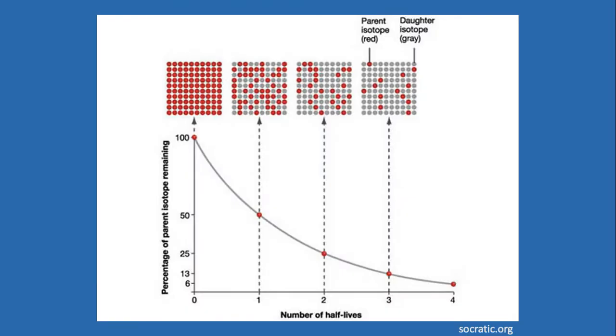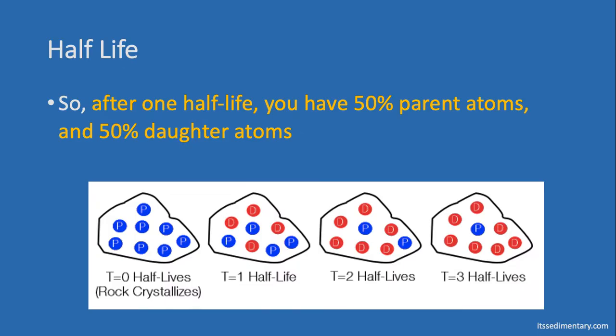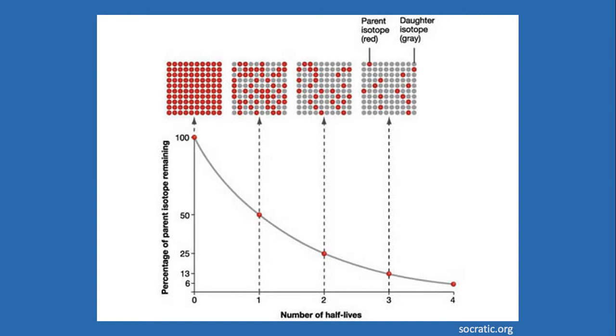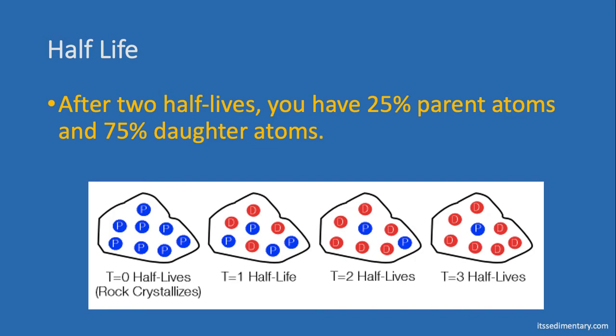And that can be shown in graphic form. 100% of the atoms are parent atoms at first, and then after one half-life you have 50% parent atoms, and then 25%, and then 12.5% parent atoms, and so on and so forth. So after one half-life, 50% parent atoms and 50% daughter atoms. After two half-lives, you have 25% parent atoms and 75% daughter atoms.